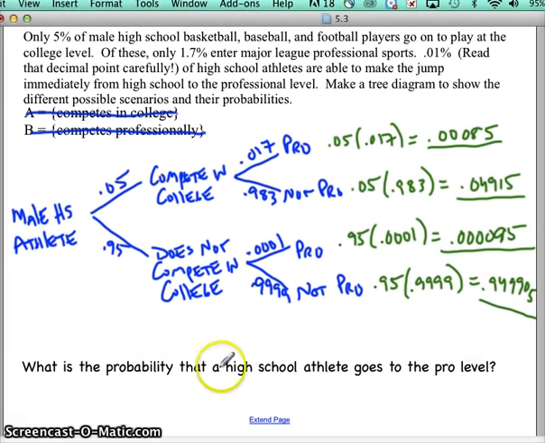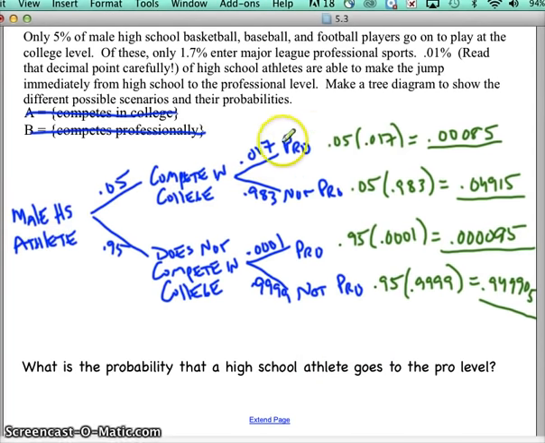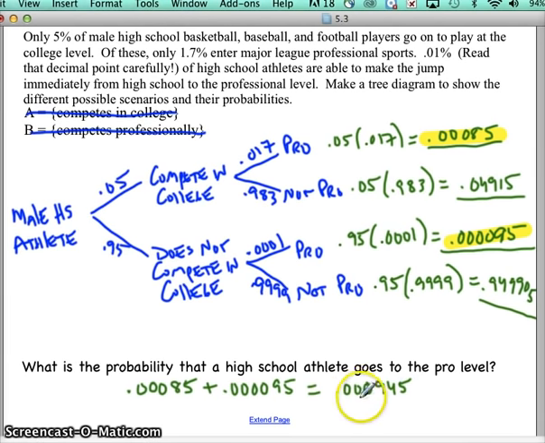Now the question's asking, what's the probability that a high school athlete goes pro? A high school athlete can go into the professional level by either competing in college, that's that probability, or they can go professional without competing in college. They can make that jump. That's that probability. So all we need to do is add those two probabilities up. So it would be 0.00085 plus 0.000095, and when you add those up, you get 0.000945. If we move that decimal place 2 to the right, it would be 0.0945%. So that's the probability that a high school athlete goes to the professional level in this problem.